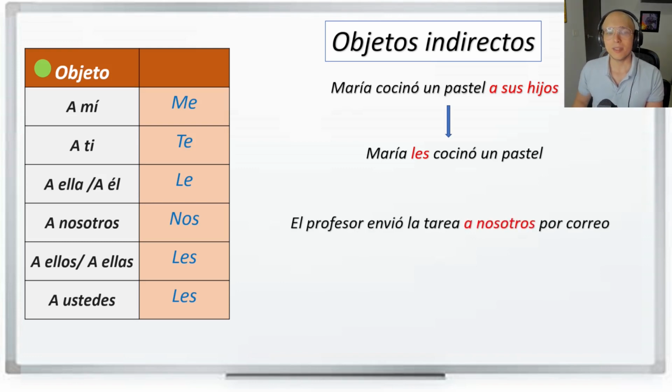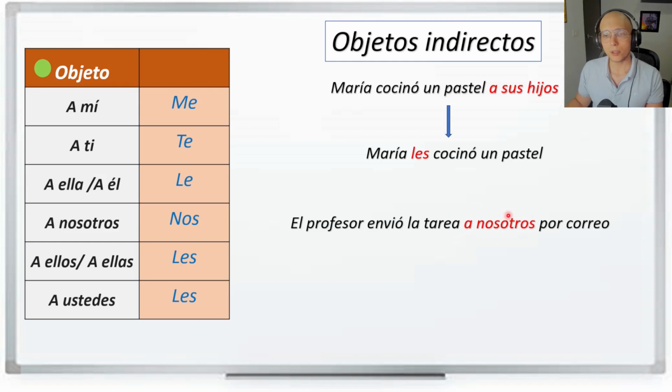Let's take a look at this one. El profesor envió la tarea a nosotros por correo. So the professor sent the homework to us by mail. So a nosotros will be the indirect object, and la tarea will be the direct object.